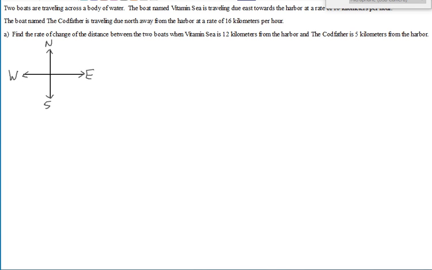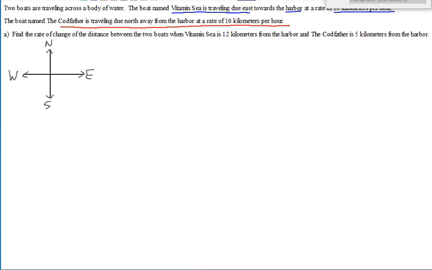All right, so it says we've got the boat named Vitamin C traveling due east towards the harbor at a rate of 10 kilometers per hour. And then we've got another boat here named the Codfather traveling due north away from the harbor at a rate of 16 kilometers per hour. Okay. So one boat's traveling north away from the harbor, one boat's traveling east towards the harbor.